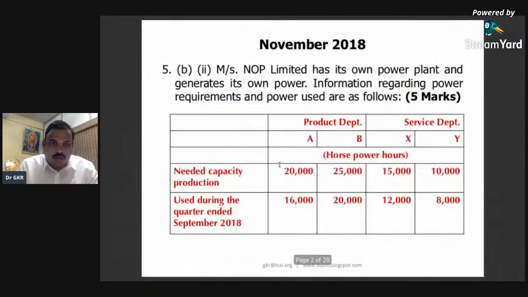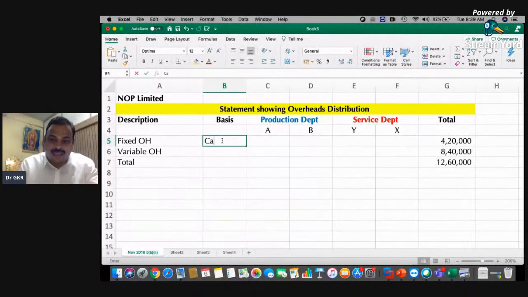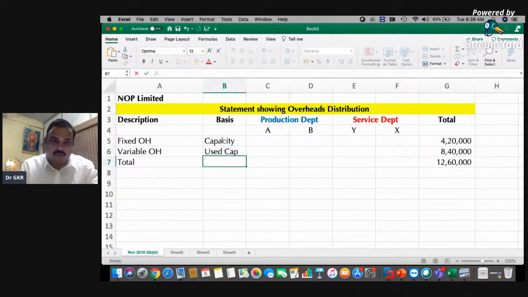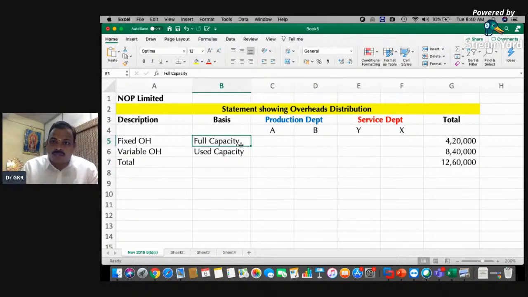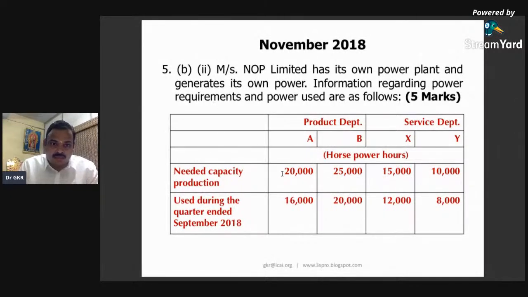Now fixed overhead, we'll distribute based on the capacity. This is based on the used capacity, and this is the full capacity. So what is your full capacity? Your full capacity, the needed capacity, is 20, 25, 15 and 10.